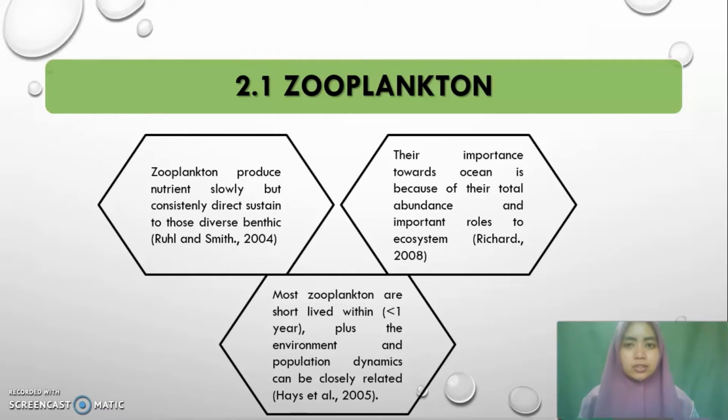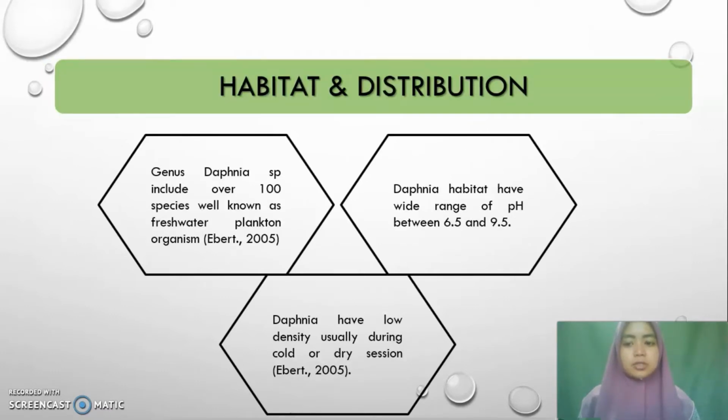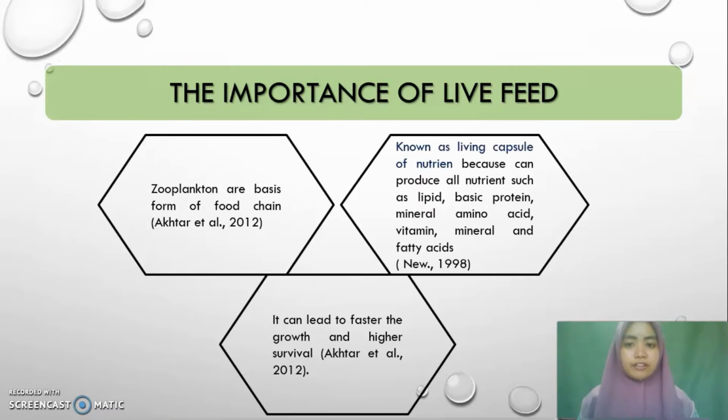His et al. 2005. Habitat and distribution: genus Daphnia includes over 100 species, well known as freshwater plankton organisms, EBIT 2005. Daphnia habitat has a wide range of pH between 6.5 to 9.5. Daphnia have low density usually during cool or dry season, EBIT 2005. The importance of live feed.